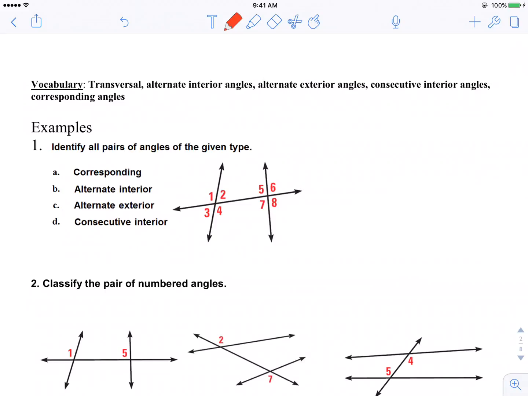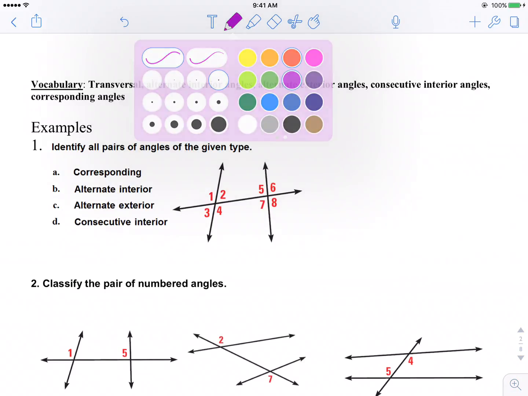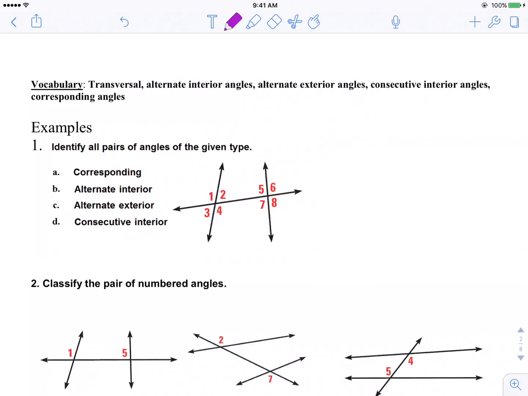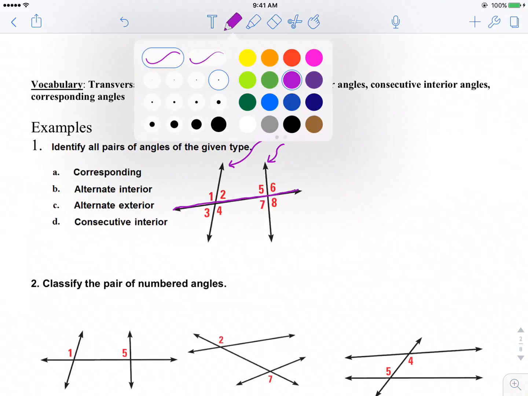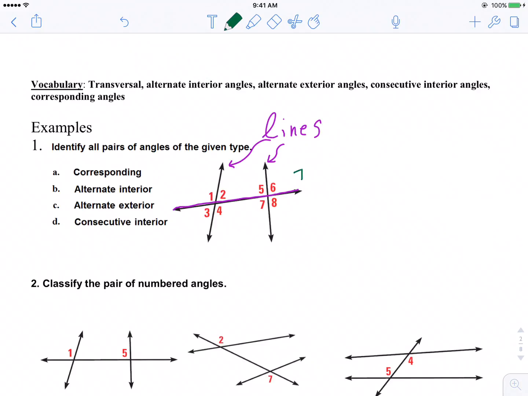So corresponding angles. There are actually 4 corresponding angles in this picture right here. So let's talk about what's happening in these pictures. These are just 2 random lines right here. Okay, they're 2 lines and they just happen to be crossed by this line right here. And this line we call a transversal.